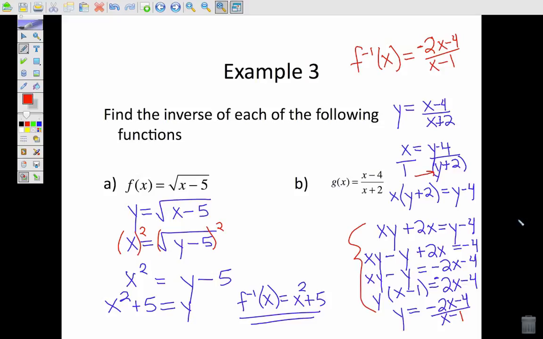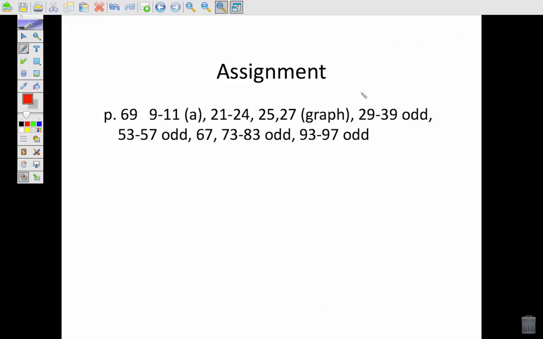So you might want to go back through here and review how we solved for y, how we're able to get it all by itself. You got to use some rearranging of the equations and factoring. That's it for inverses. This is your assignment.